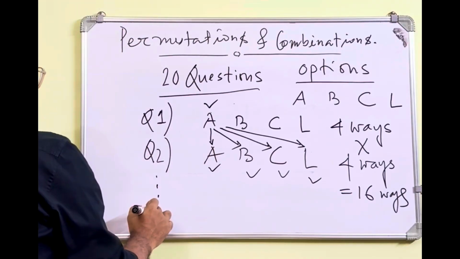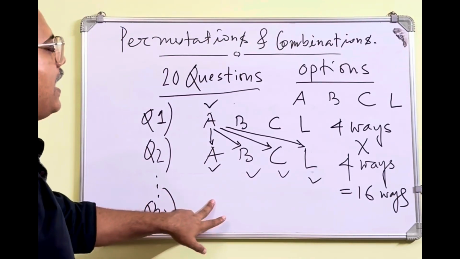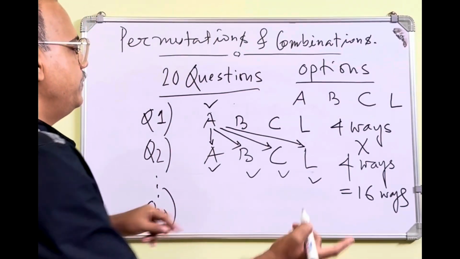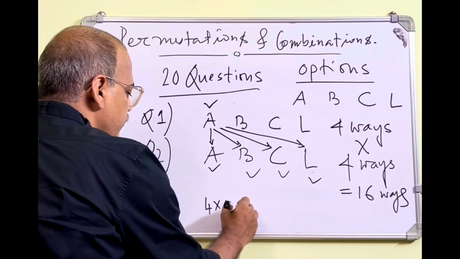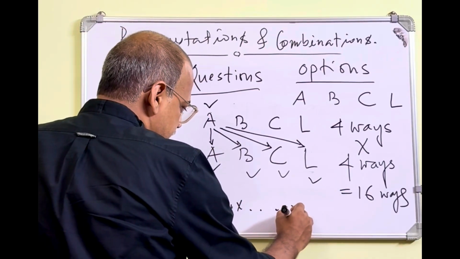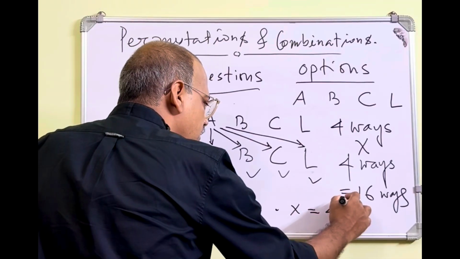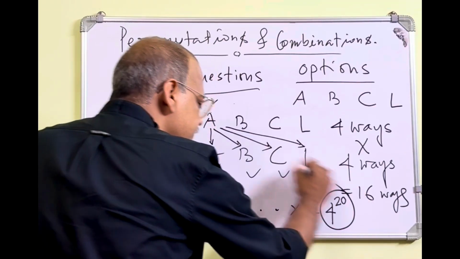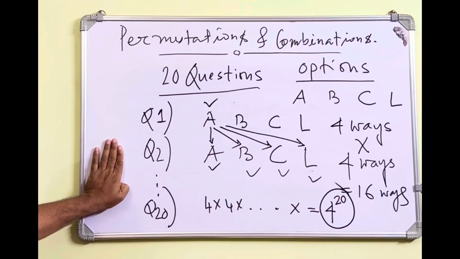If you need to answer 20 questions, how many different answers can be formed? It would be simple. 4 into 4 into 4, 20 times. It would be 4 power 20. Hope you understood this problem.